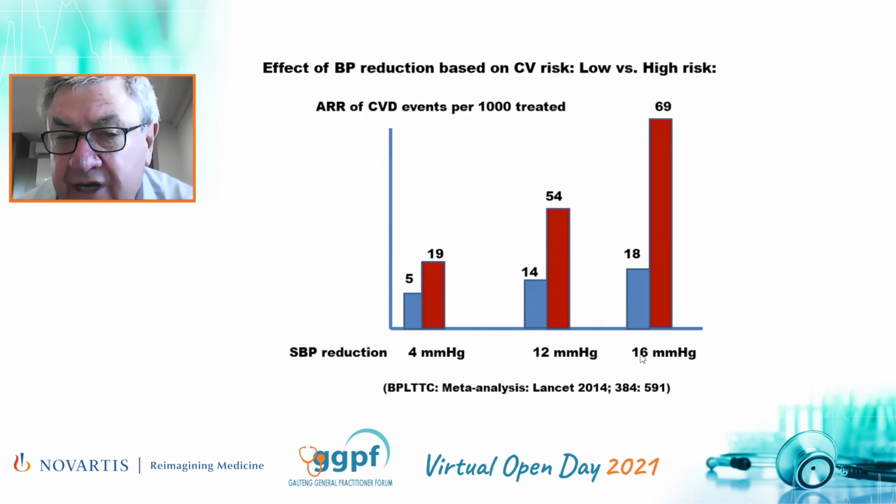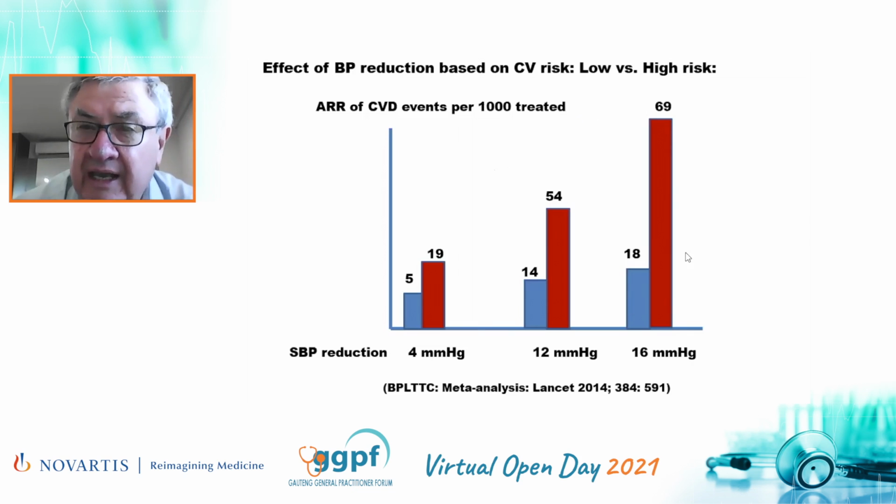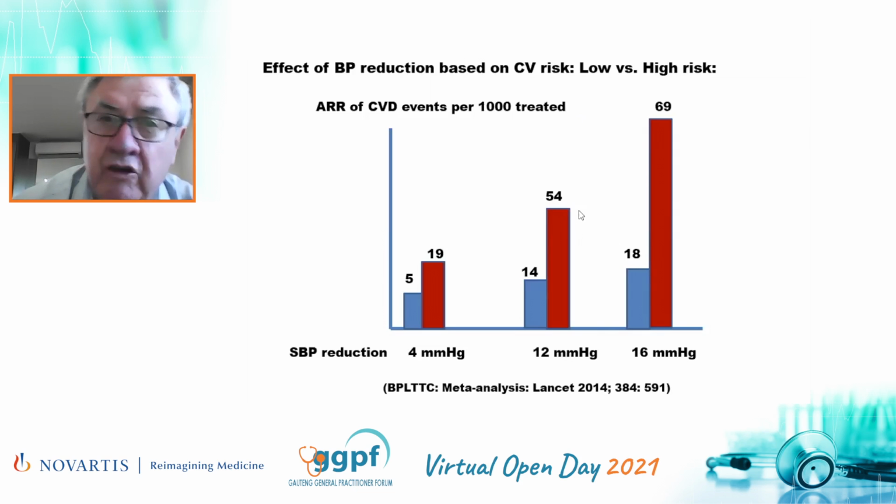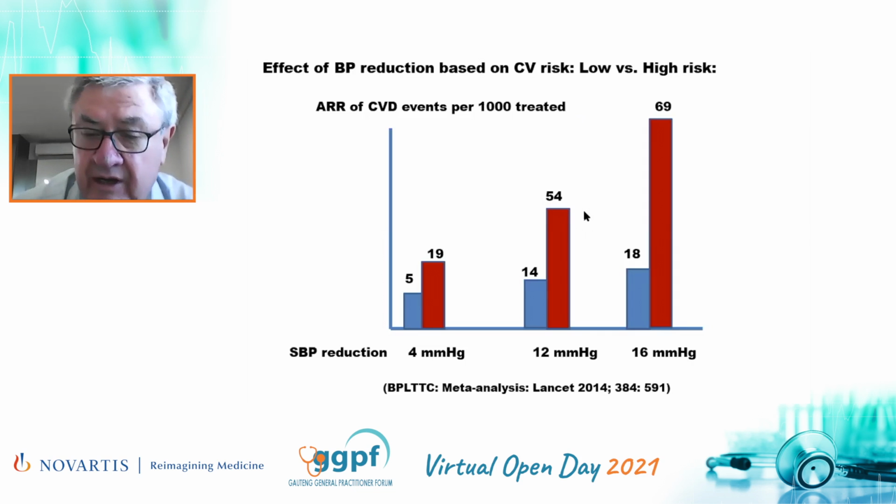If you bring down systolic blood pressure by 60, it's not even the 20/10. Low risk, 18 out of 1,000 will benefit, high risk, 69 out of 1,000. So the point about this slide is it does not matter how much you reduce the blood pressure, how high the risk is, everyone will benefit. The more you reduce the blood pressure, the bigger the benefit. The higher the risk, the bigger the benefit. So the fact that the blood pressure is elevated puts you at risk. The fact that you treat it will reduce that risk, will not eliminate it, but will significantly reduce the risk.